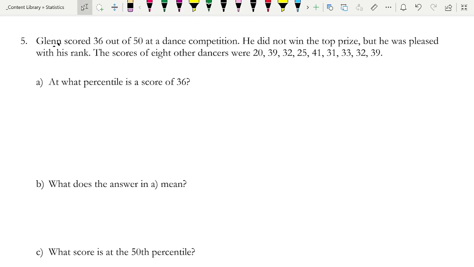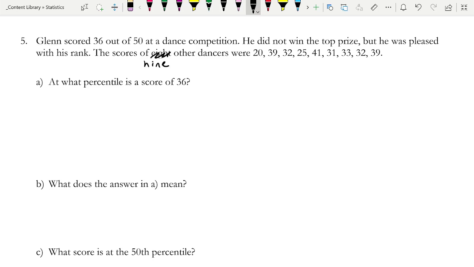Okay, number 5. Number 5 has a mistake in the question, not the answer key. Anybody catch the mistake in the question? Glenn scored 36 out of 50 at a dance competition. He did not win the top prize, but he was pleased with his rank. The score of 8 other dancers. Anybody count this? There's 9 numbers there. 9 other dancers. Oops. Okay, so that's a mistake.